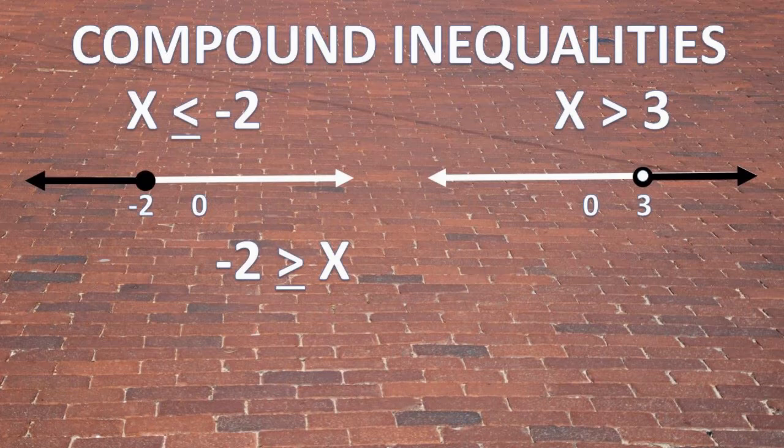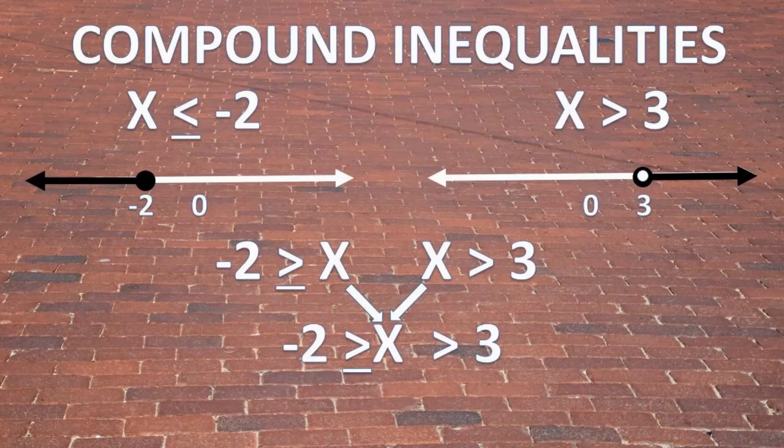The next step is to flip the first inequality. x less than or equal to negative 2 can be flipped to negative 2 greater than or equal to x. Both represent the same quantities. We'll leave our next inequality the same. x greater than 3 will keep the x on the left. Like the last inequalities, our two x's are now in the middle. We can group those identical quantities into one, putting one x in the middle. Now our inequality states that negative 2 is greater than or equal to x, which is greater than 3.